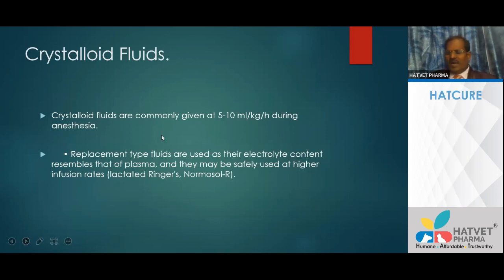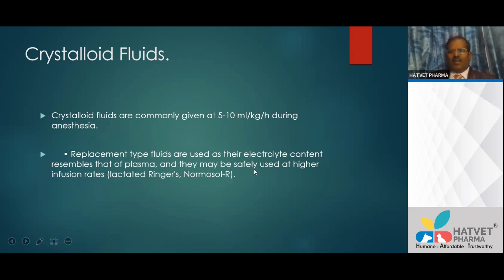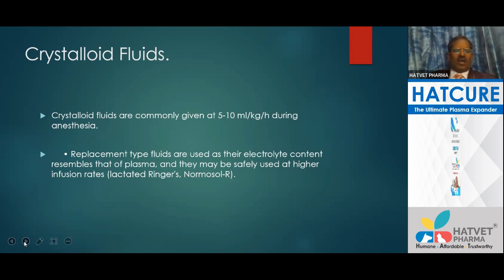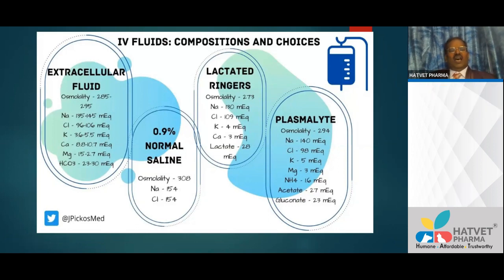Crystalloid fluids are commonly given at 5 to 10 ml per kg per hour during anesthesia. Replacement type fluids are used as their electrolytes resemble those of plasma, and they may be safely used at higher infusion rates, whether lactate ranges are normal or not. These are all IV fluid compositions and choices.